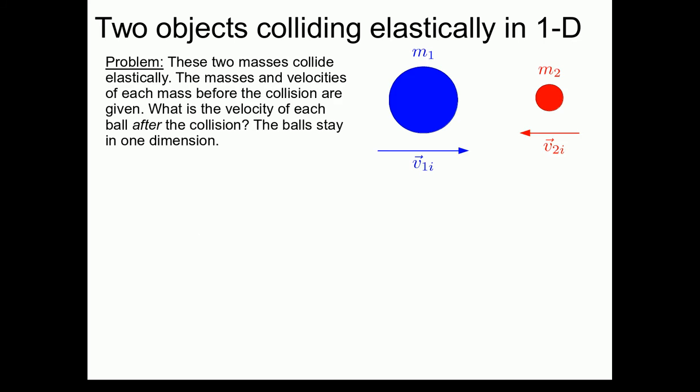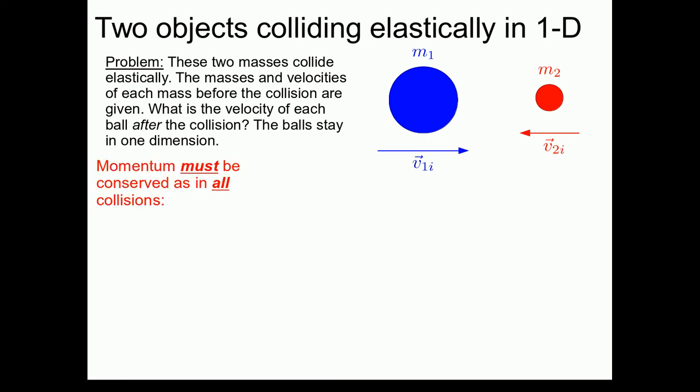Here we have two masses, m1 and m2, that are going to collide elastically. What you're looking at is a snapshot before the collision. The mass and the velocity of each ball before the collision are given. The question is, what is the velocity of each ball after the collision? We are going to assume that the balls stay in one dimension.